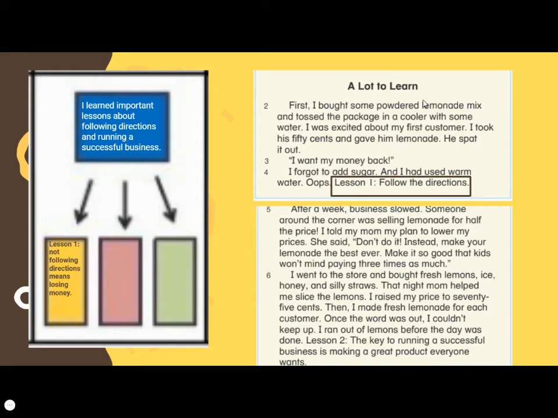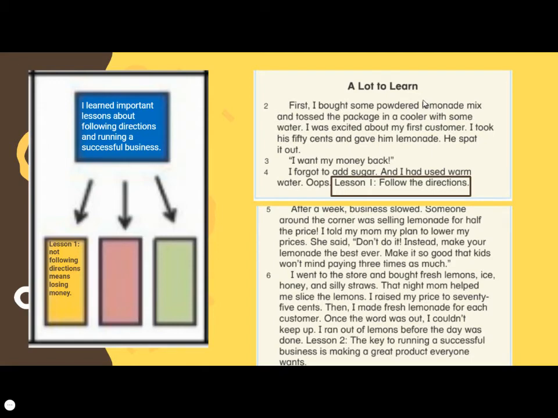I went to the store and bought fresh lemons, ice, honey, and silly straws. That night, Mom helped me slice the lemons. I raised my price to 75 cents. Then I made fresh lemonade for each customer. Once the word was out, I couldn't keep up. I ran out of lemons before the day was done. Lesson 2, the key to running a successful business is making a great product everyone wants.